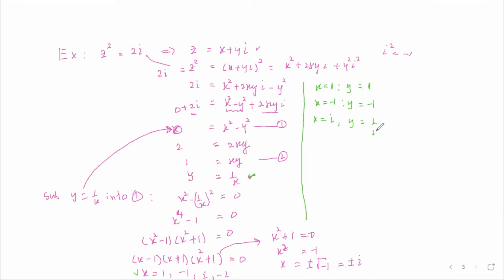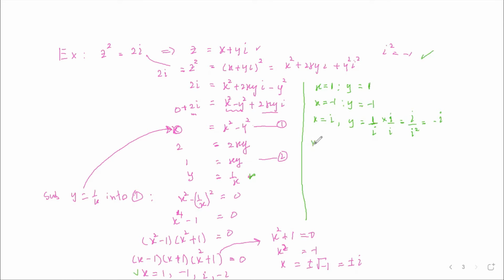1 over i, right? Then you have to simplify every time if the denominator is in terms of i. So you just conjugate: multiply i on the top and the bottom. So the top is going to be i and the bottom is going to be i squared. But i squared equals negative 1, correct? So it becomes negative i.